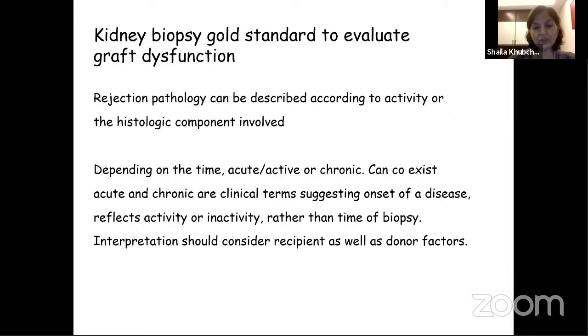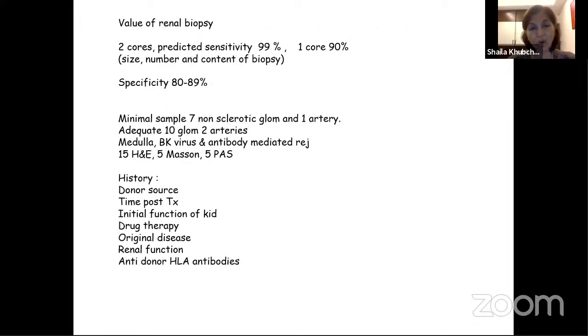Now, in this situation, it becomes very important to evaluate the donor factors, because there are sometimes some lesions happening far more often in some scenarios as opposed to a live donor, as opposed to a cadaveric transplant. Now, what is really required for us to almost reach 99% efficiency are two cores. But with one core, even 90% of the times you can give a very specific diagnosis.